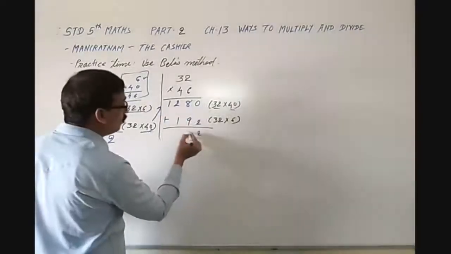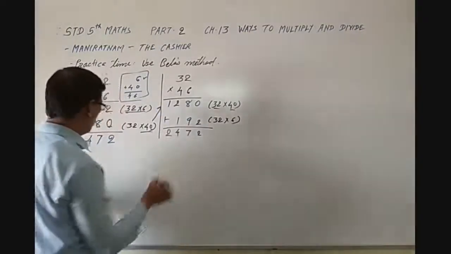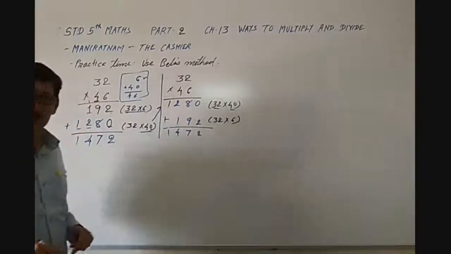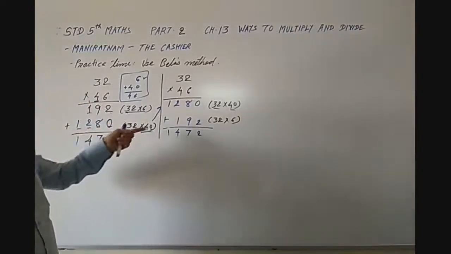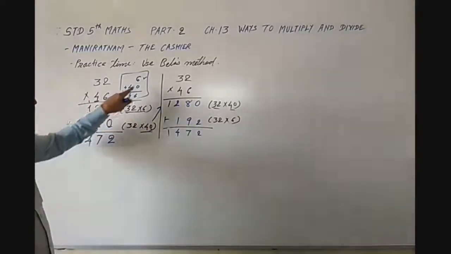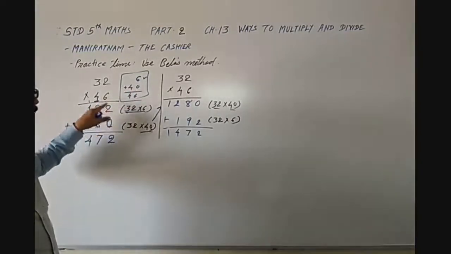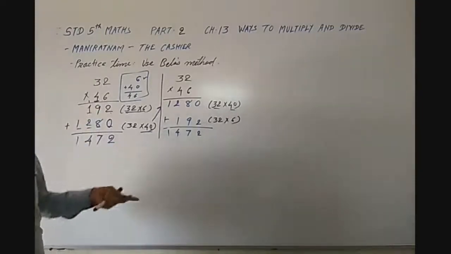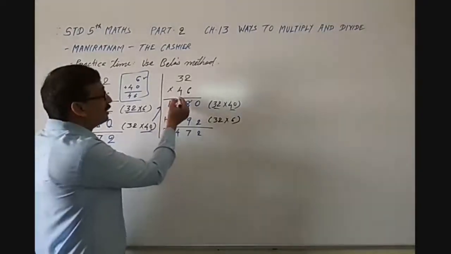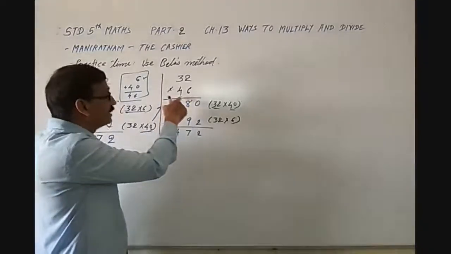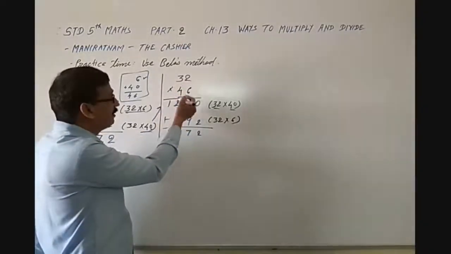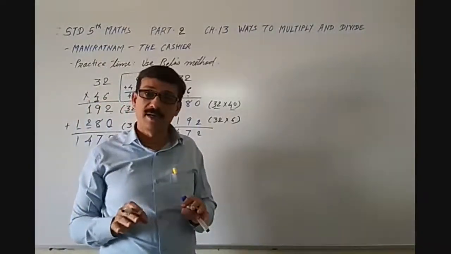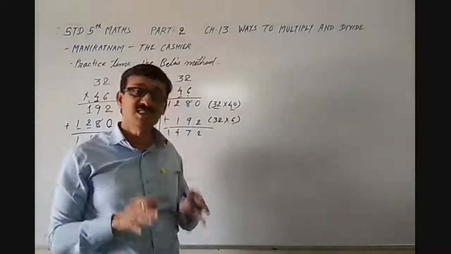See, 1472. The answer is the same, always the answer is the same. So we can multiply by this unit place first of all, and then after this tens place, or else we multiply with the tens place first of all, and then after we multiply by 6. You can go in any way. Okay, it can be done, and both the things are right.